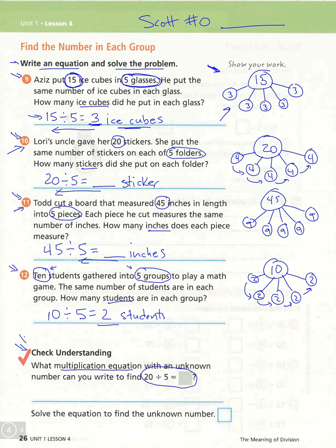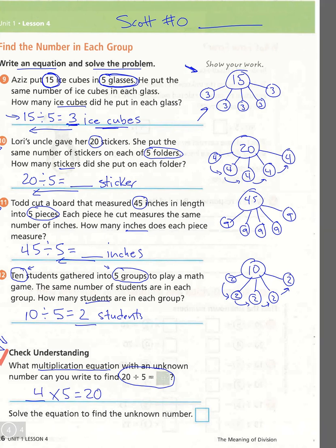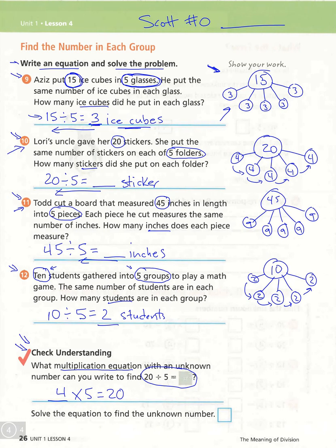All right, and then we're going to look at this last one, check understanding. What multiplication equation? And we've been doing this. We're just going to turn this around and turn it into a multiplication equation. We're going to say what times 5 is 20. That's our blank right there, and we're going to put our answer there. So let's count. 5, 10, 15, 20. The answer is 4. And we actually did that on the other page. All right. And that is, oops, sorry. And it should go in here.